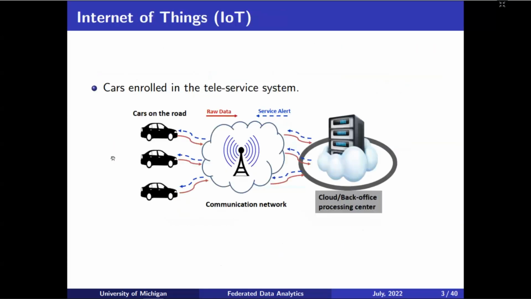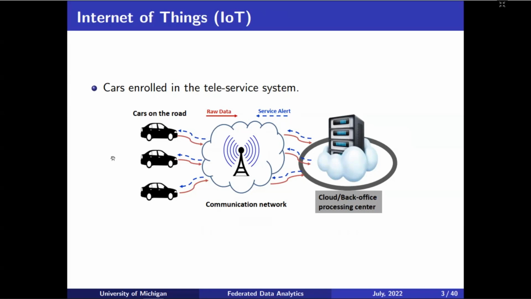Here, let me provide you one more concrete example. Let's suppose there are several vehicles on the road enrolled in the teleservice system. There are usually several sensors installed on each vehicle to collect the condition monitoring data from each vehicle. And those vehicles will transmit all those data to a central cloud or server. The server will analyze those data to keep the driver informed about the health condition of their vehicles.